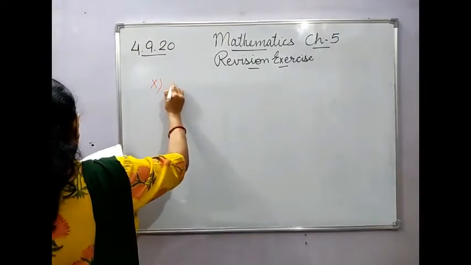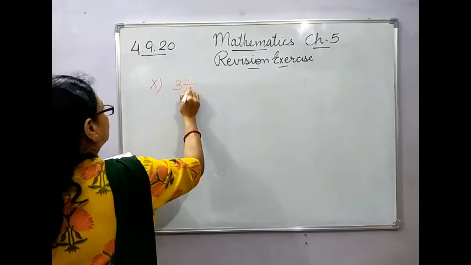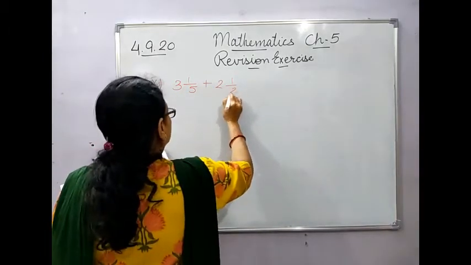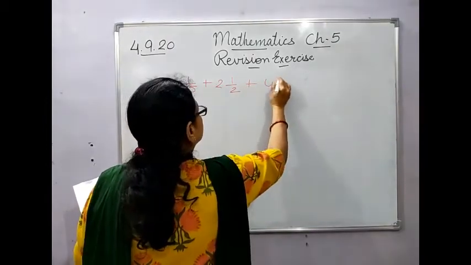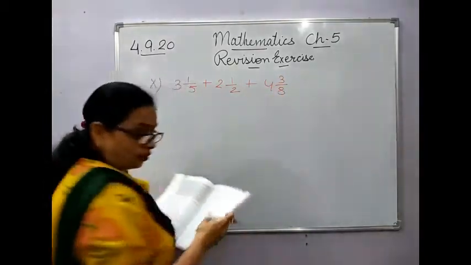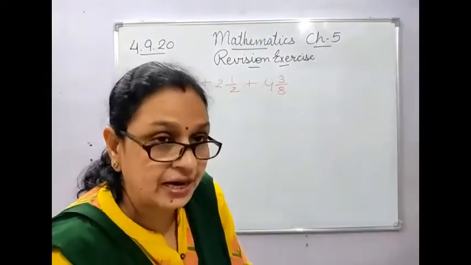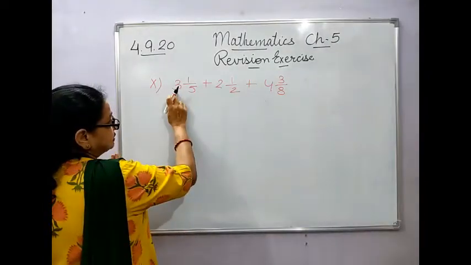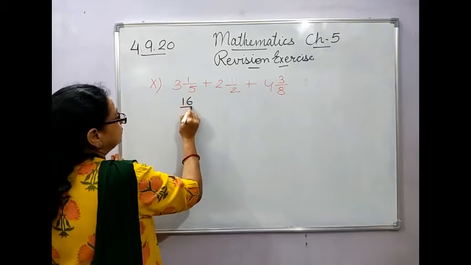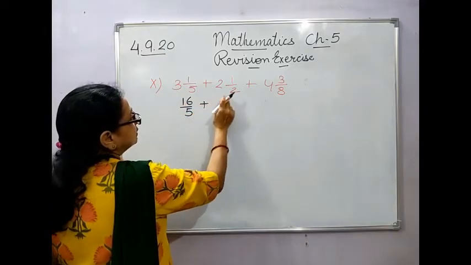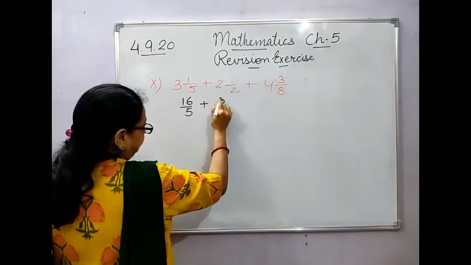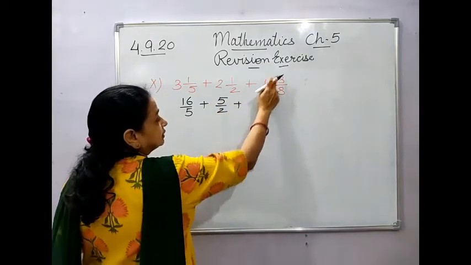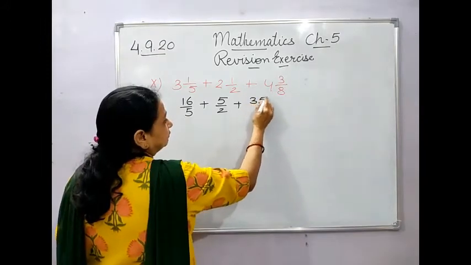Tenth one, 3 whole number 1 upon 5 plus 2 whole number 1 upon 2 plus 4 whole number 3 upon 8. All are given in mixed fractions. So first of all, we convert into improper. 5 3s are 15 and 1, 16, plus 2 2s are 4 and 1, 5, plus 4 8s are 32 and 3, 35.